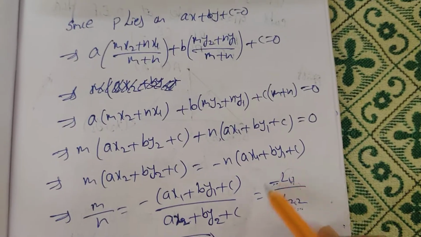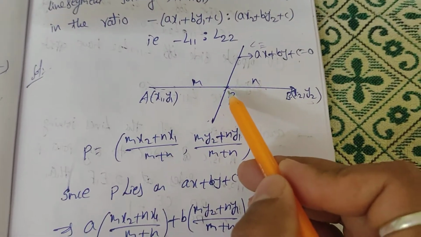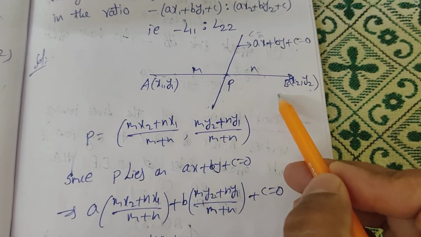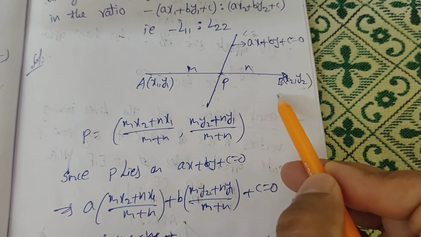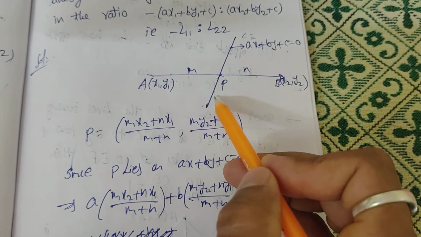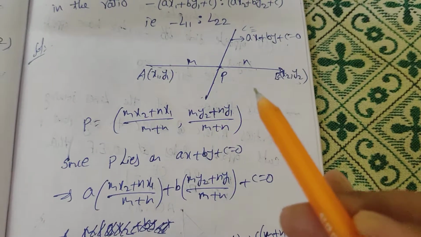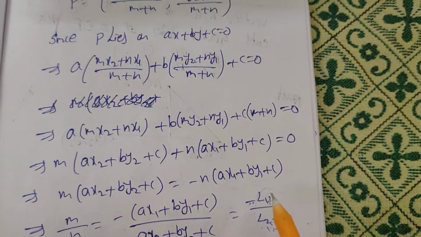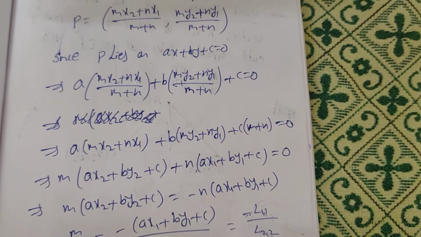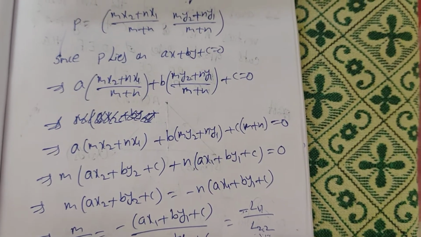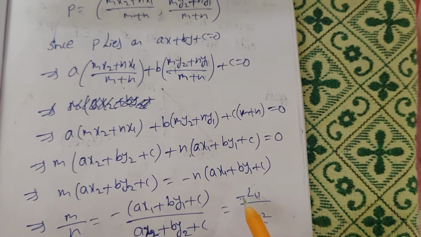Generally, if the ratio is positive, then this P divides internally. That means a, b lie on opposite sides of ax + by + c = 0 whenever the ratio is positive. So if the ratio becomes positive, it means L1 and L2 have opposite signs, because we already have a minus.